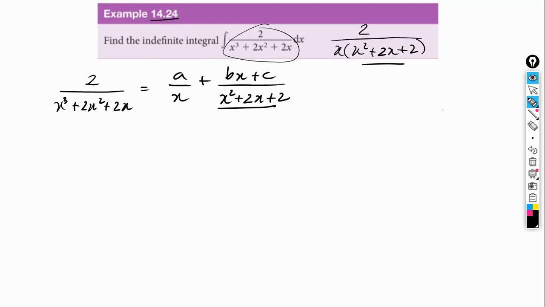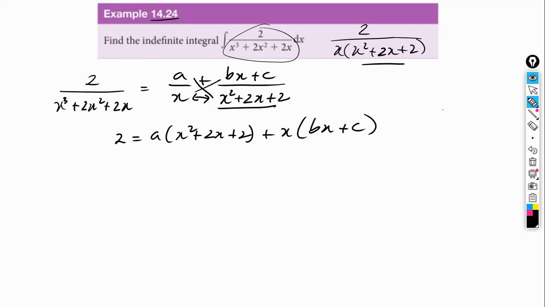And now we can solve. So notice that in order to add these fractions, we would have to multiply this times this and then cross multiply, right? So that means that 2 is equal to a times (x squared plus 2x plus 2) plus x times (bx plus c). So we're going to expand this and then compare both sides again.